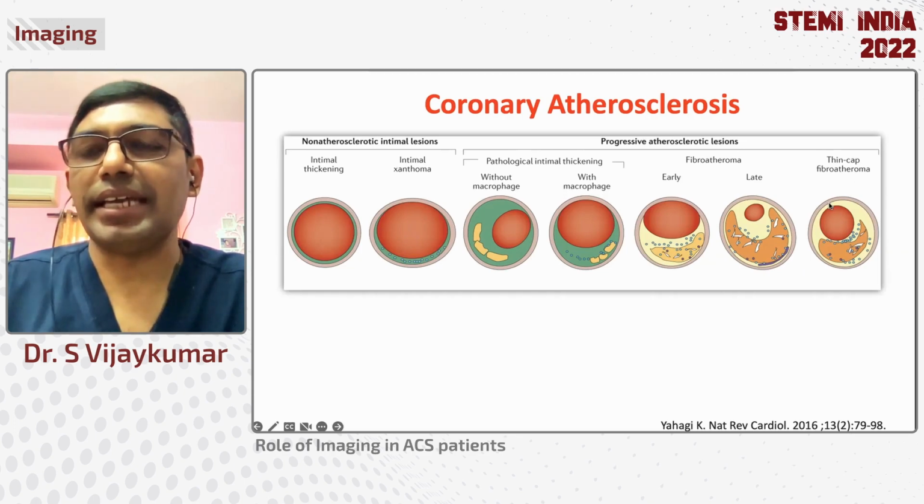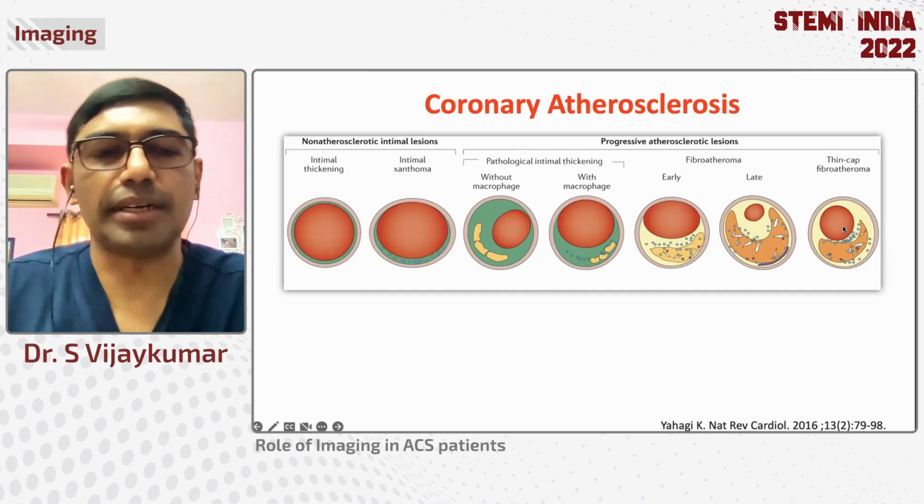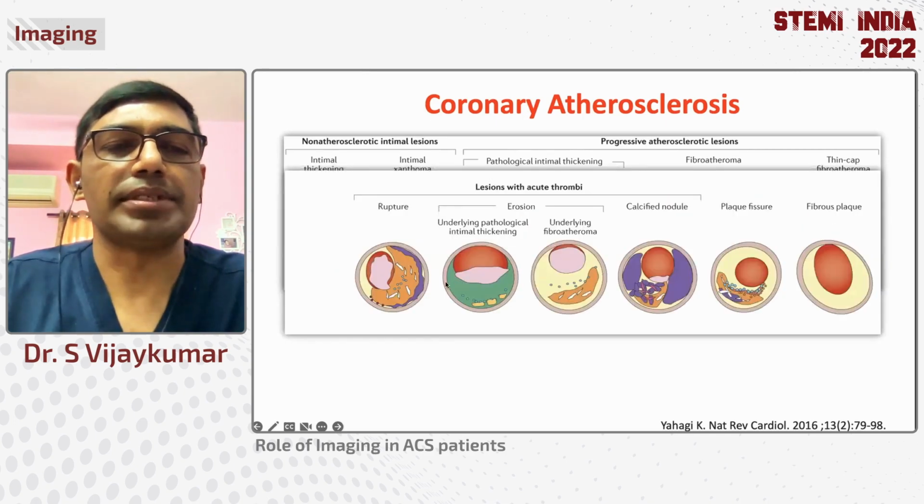The next stage is thrombus formation that results in ACS. It occurs due to two reasons. One, early fibroatheroma and pathological thickening. There is endothelial disruption that results in thrombus formation, that is called erosion, or the plaque can rupture. This fibrous cap can get disturbed, necrotic core exposed to the lumen, that forms thrombus, that is called plaque rupture. These are the two things I was just talking to you about.